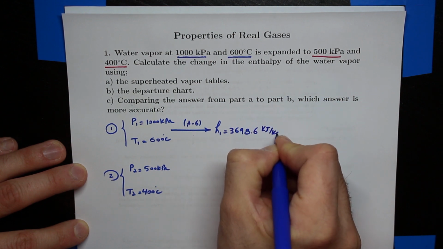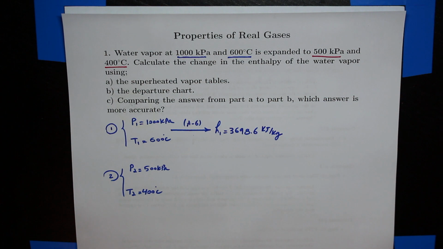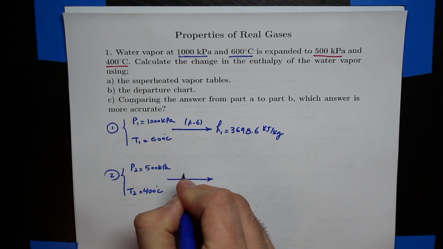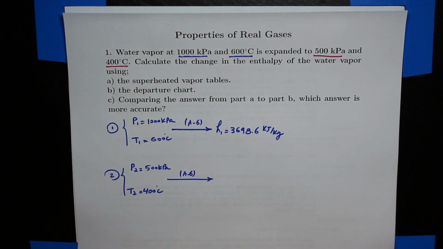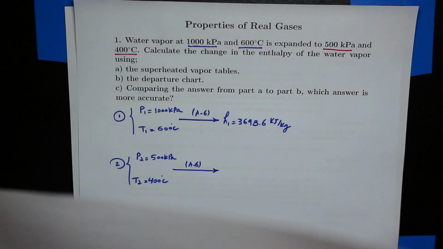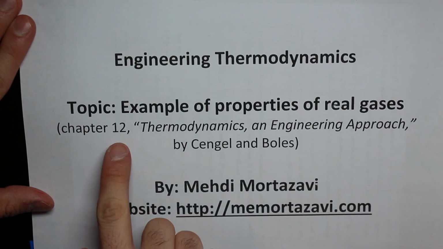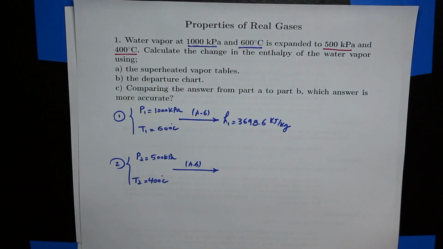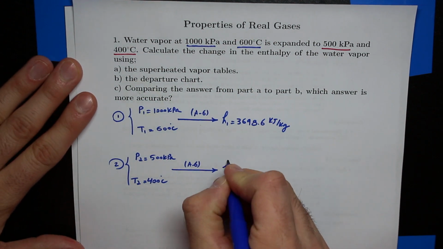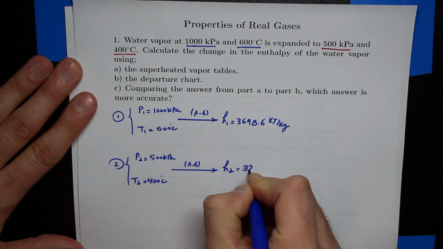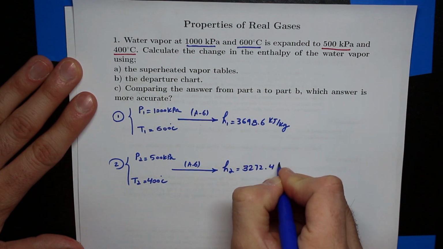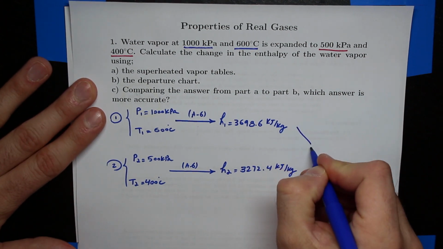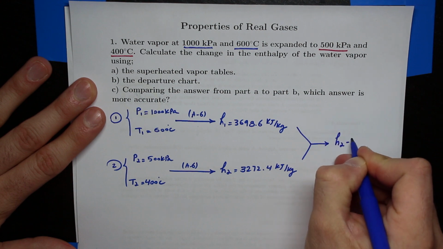3698.6 kilojoule per kilogram. So this enthalpy is coming from table A6, which is for superheated vapor, and that is for water. I use the same table A6, and by the way, when I say A6, I am referring to the table that we have in this textbook. I'm referring to this textbook basically, and these are the authors. So in table A6 of that particular textbook, H2 is obtained at 3272.4 kilojoule per kilogram.